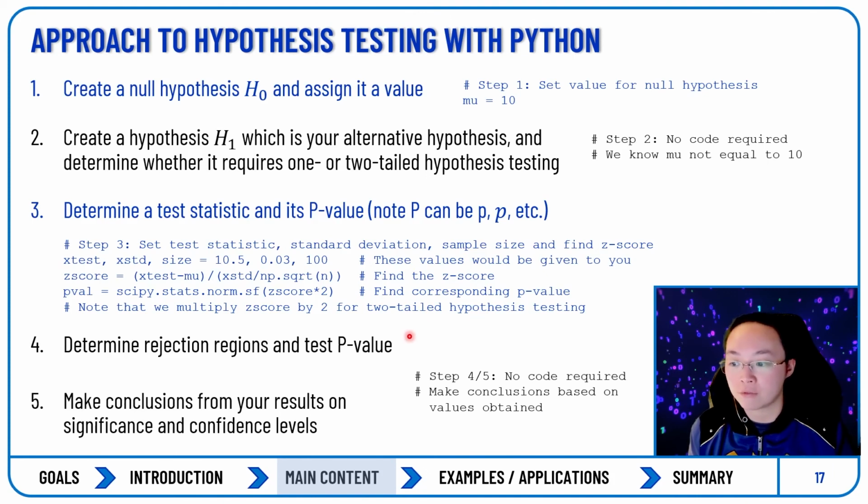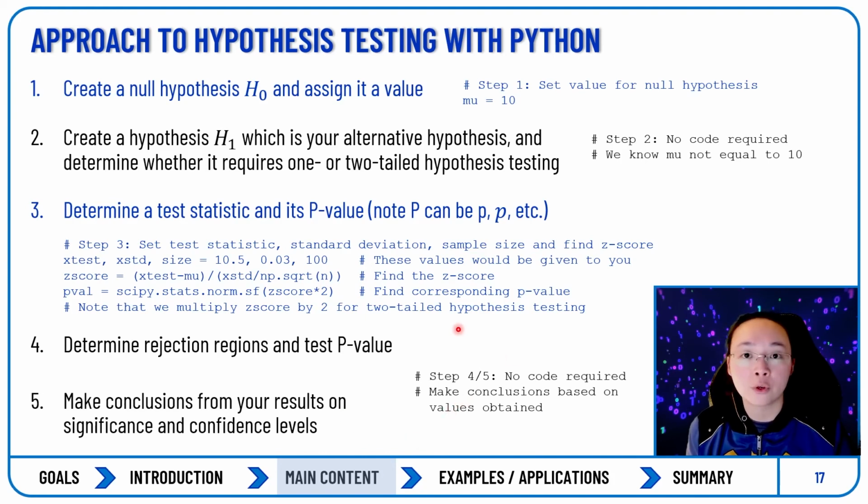And if I have a p-value that's less than 0.05, then that means I've satisfied, with 95% confidence, that it's very rare to get this null hypothesis value. In that case, I can determine the rejection region. I can test to make sure my p-value is less than 0.05 or even smaller. And then I can make conclusions from the results on significance, which is usually 0.05, and a confidence level of 0.95.